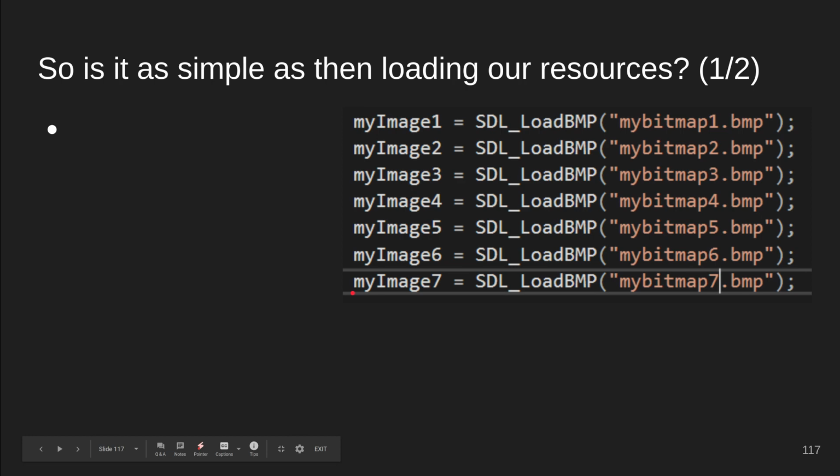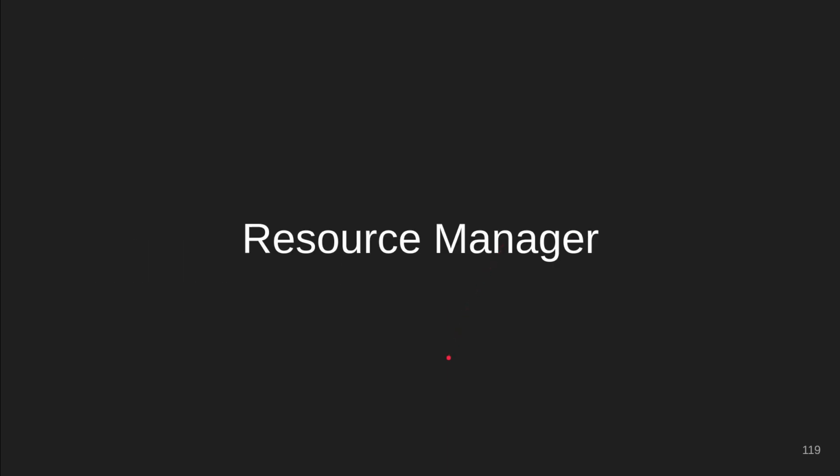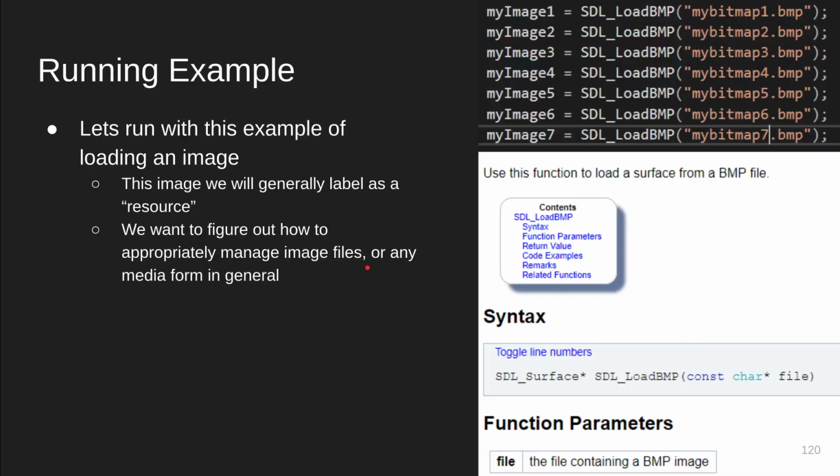So my question then is, is it as simple as just loading in a bunch of resources, right? So we can write our code like this, right? My image 1, 2, 3, etc. SDL, we have a function that'll load and parse BMP files. So we just do this one after the other, right? Let you think about that. And of course, why I'm asking it, there's going to be more to this, but let's look at how load BMP is implemented. And what we really need is a resource manager, right? We need some sort of support system.